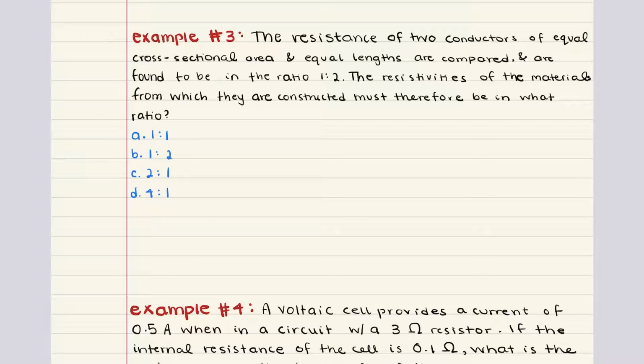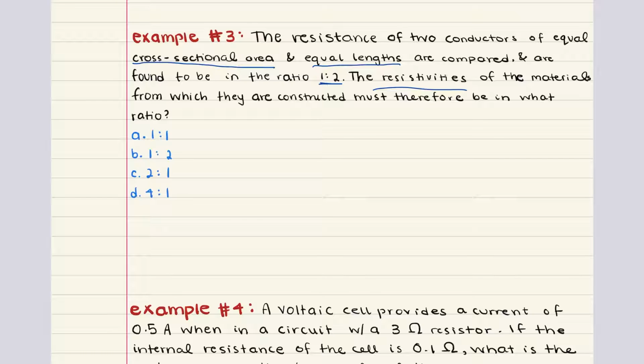Problem 3 says the resistance of two conductors of equal cross-sectional area and equal lengths are compared, and they're found to be in the ratio 1:2. The resistivities of the materials from which they are constructed must therefore be in what ratio?